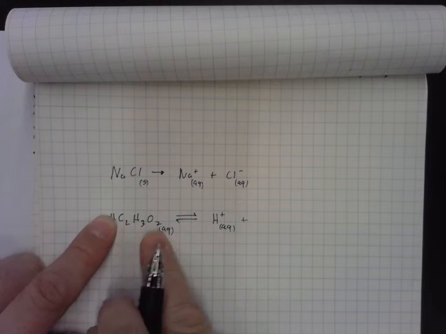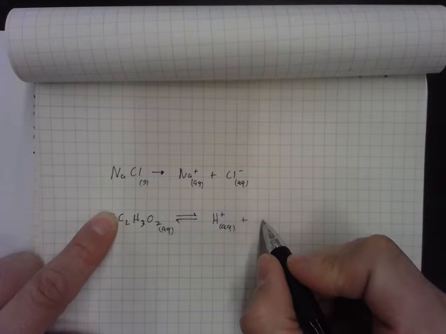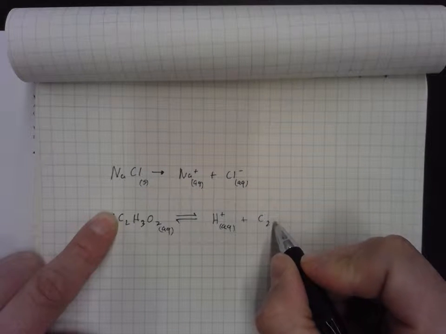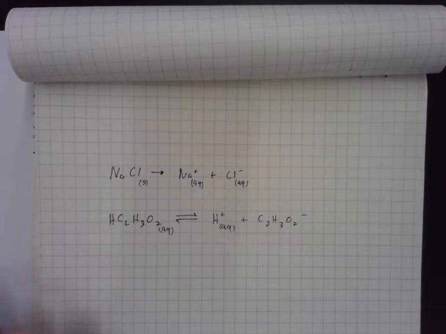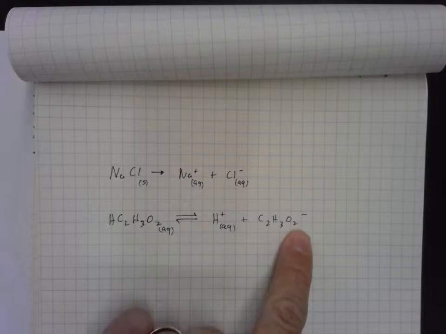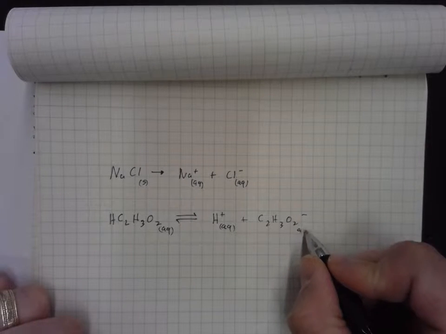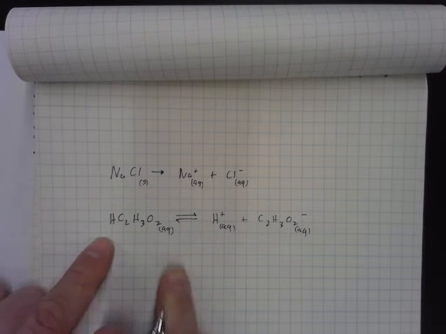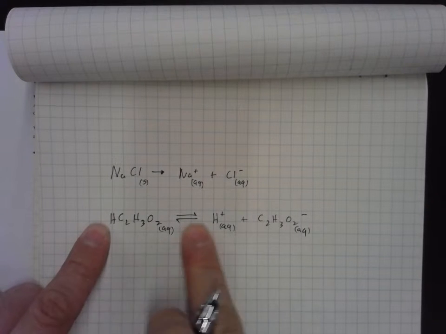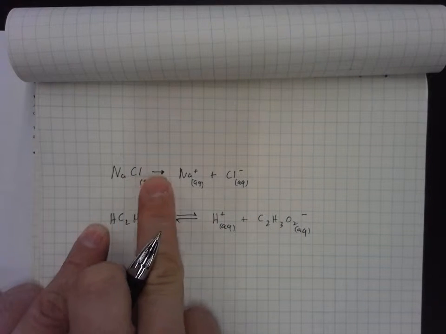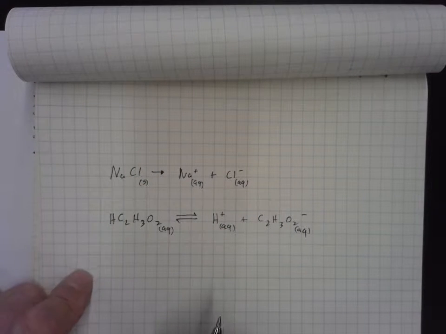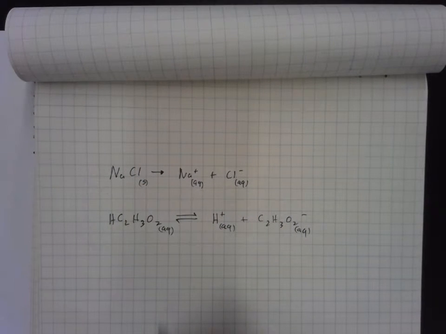And the rest of it is the acetate anion, C2H3O2. And you know from your ions table that acetate has a -1 charge. So that's how we show that acids break apart. Weak acids will break apart like this. Strong acids will break apart like that, and we're going to get into what all that means later, so don't worry about that too much.